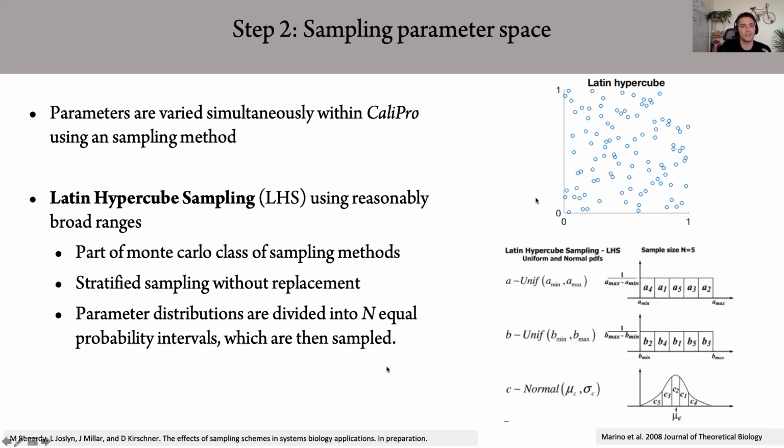I would like to say briefly that we are actually working in the lab right now on a paper that looks at the impacts of not only Latin hypercube sampling, but a couple of other sampling methods in the context of systems biology. So if you have any more questions about sampling parameter space, you can either reach out to any of the other authors of this study, or you can email me after this talk. Happy to talk more about it.